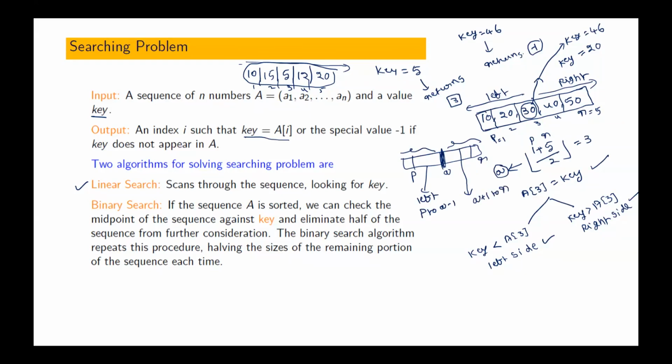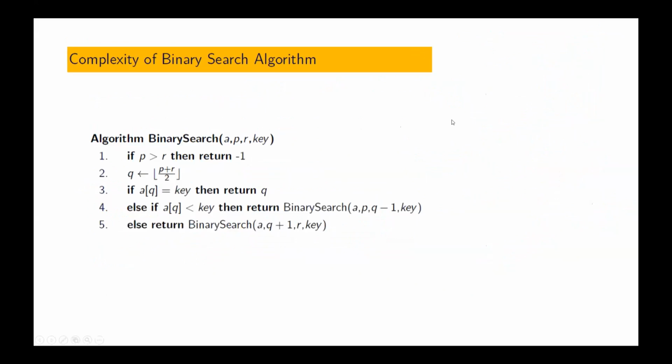It is approximately half the size of the array. No? The size of the array is 5. On the left side we have 2 elements, and in this case the right side also has 2 elements. It is almost half of the array. Okay. Now let us see this algorithm.